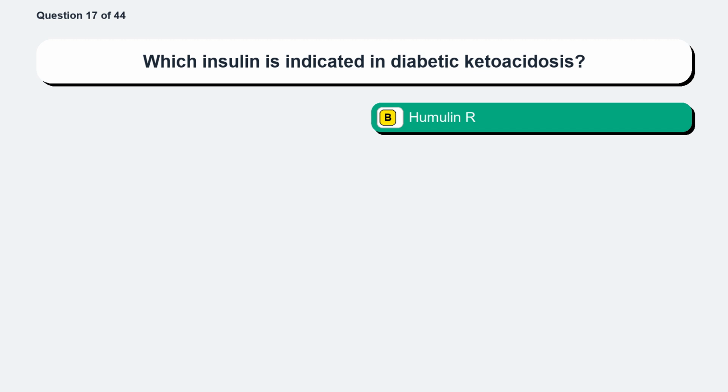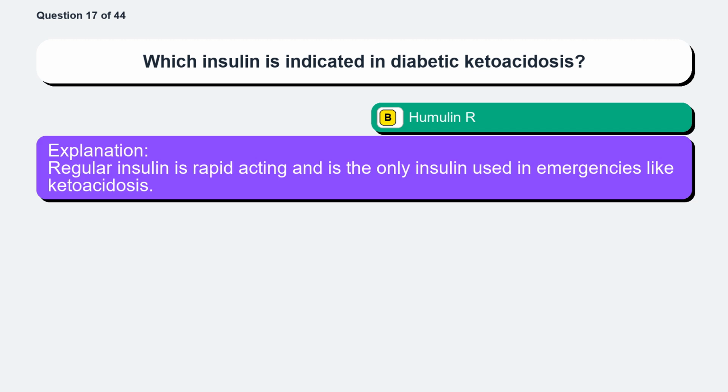The correct answer is option B, Humulin R. Regular insulin is rapid-acting and is the only insulin used in emergencies like ketoacidosis.